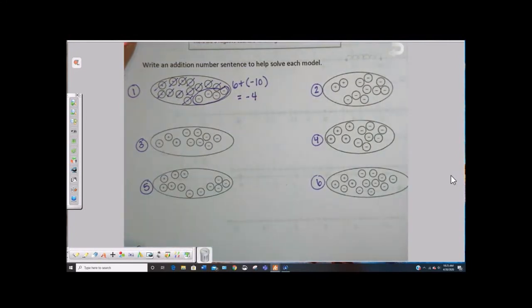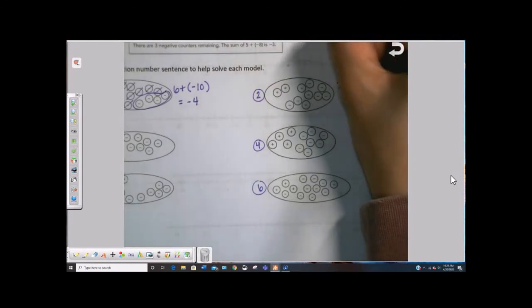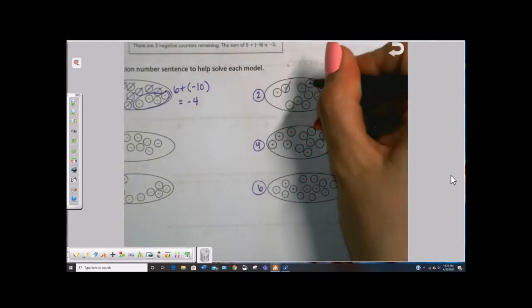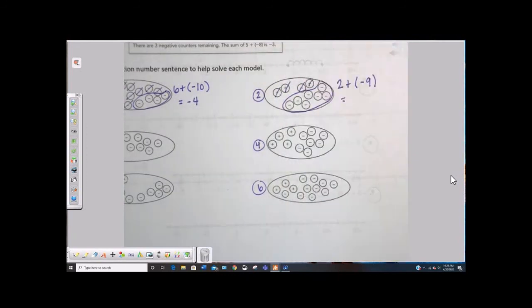Looking at number 2, writing our equation, I have 2 positives plus 9 negatives. Finding our 0 pairs. Positive, negative, positive, negative. And I am left with -7.